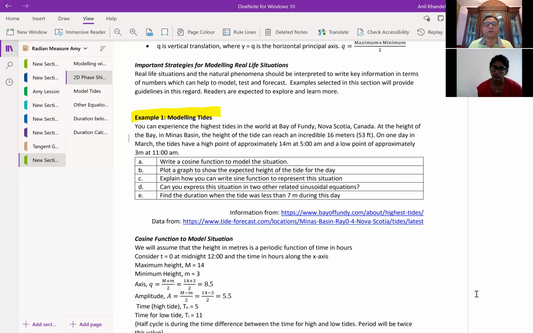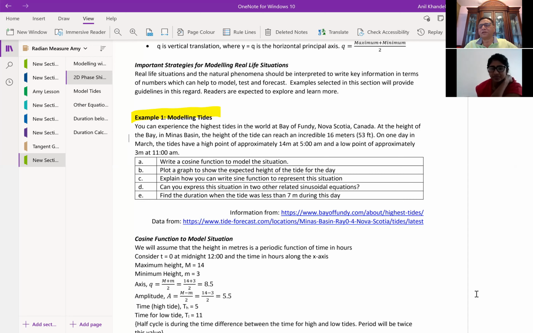And then, can you express the situation in two other related sinusoidal functions? So whenever we model, we can easily give 4 equations modeling the same situation: 2 in sine, 2 in cosine. Okay, so that's what we are going to learn. And part E is to find the duration when the tide was less than 7 meters during the day. So that will help you see how we solve trigonometric equations. It has all the components of this unit. That's the beauty of this question. Do you understand that?